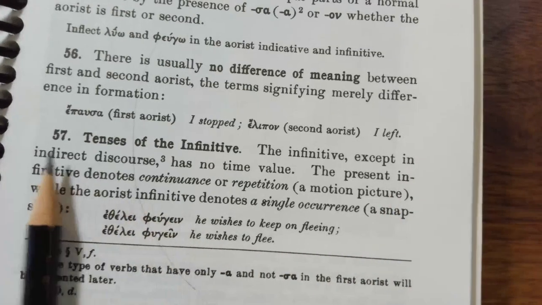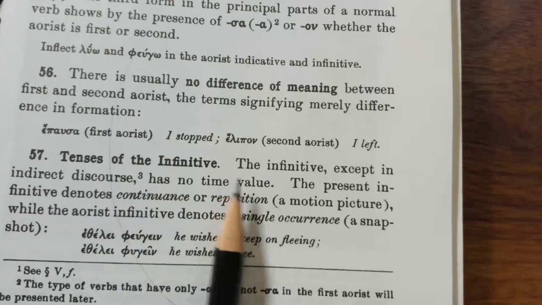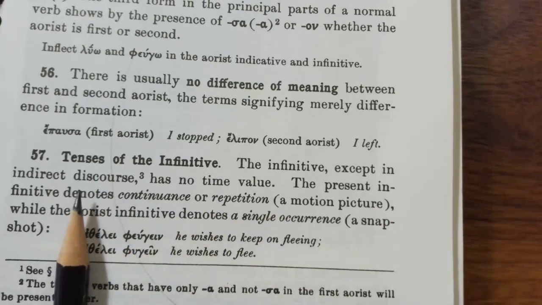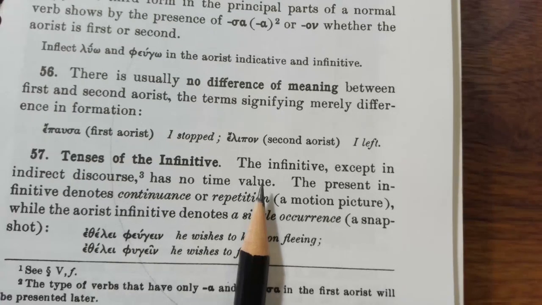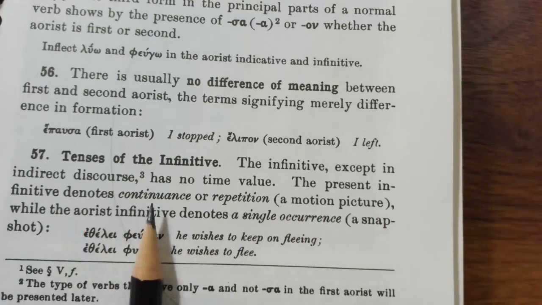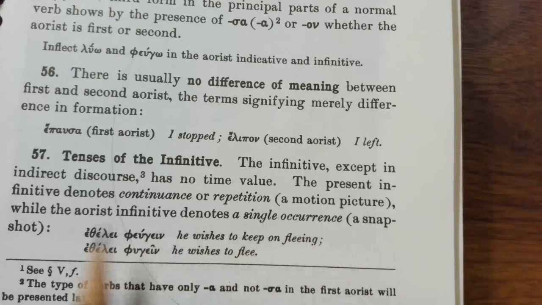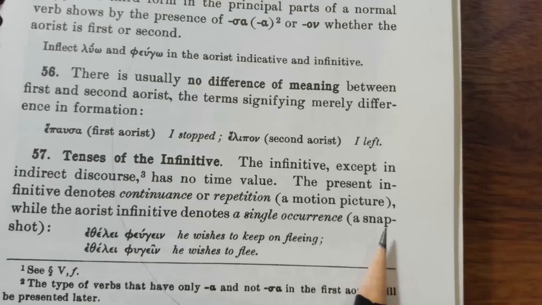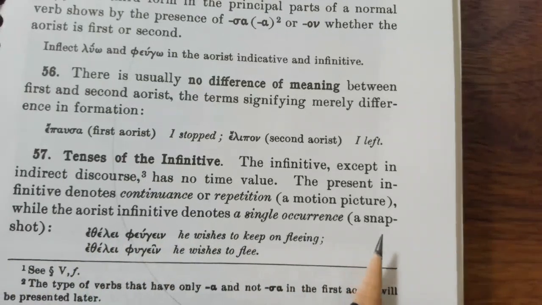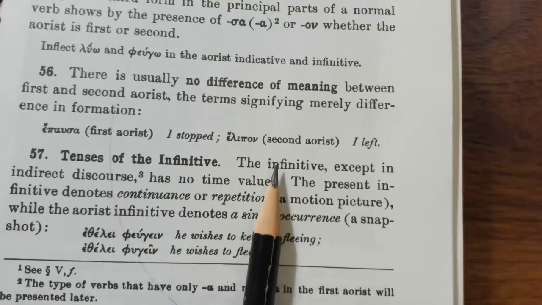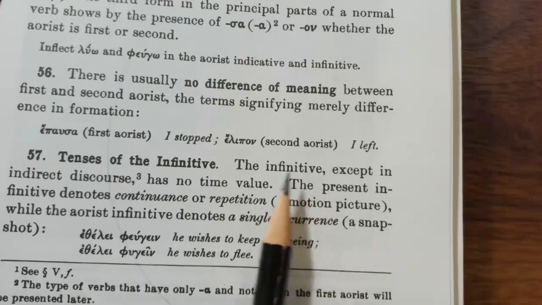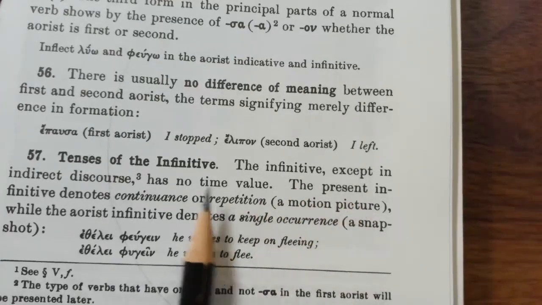Okay. Number 57, tenses of the infinitive. The infinitive, except in indirect discourse, has no time value. Okay. The present infinitive denotes continuance or repetition, a motion picture, while the aorist infinitive denotes a single occurrence, a snapshot. A snapshot is a good way of thinking of the tense of an aorist, okay? And you really see the aorist's boundlessness, or the tense without a boundary to it, come to the surface here in the infinitive form. It has no time value.